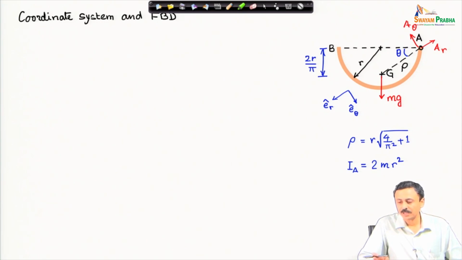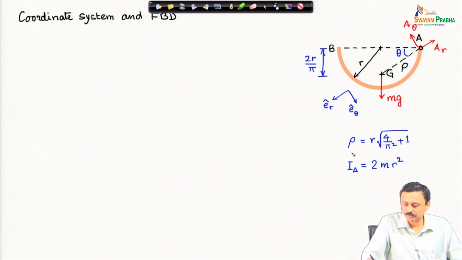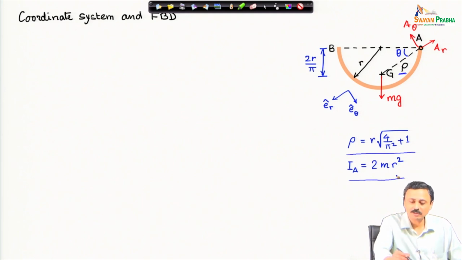The free body diagram has the weight of the ring and the reaction forces. Again, the reaction forces at the hinge A I have resolved in the e_r and e_theta directions. I can calculate these distances. Rho is this distance AG, and the moment of inertia about A, which we will require in our calculations.